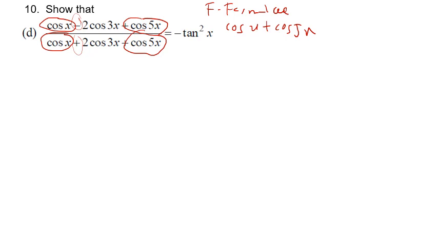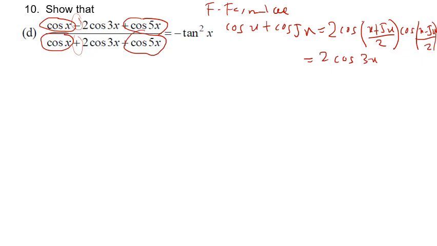So using the factor formula, this is actually equal to 2 cos (x + 5x)/2 and then cos (x − 5x)/2. So here we got 2 cos: 1 plus 5 is 6, 6 over 2 is 3x. And then here in the cos, x minus 5x is negative 4, and negative 4 over 2 is negative 2x.